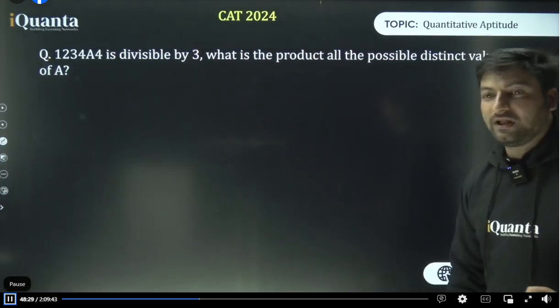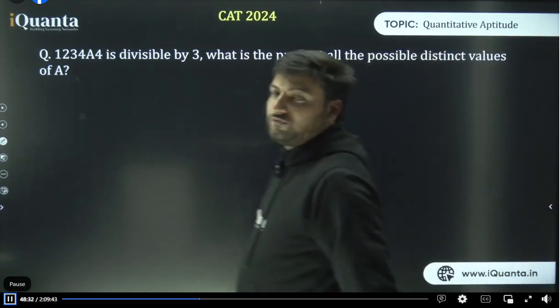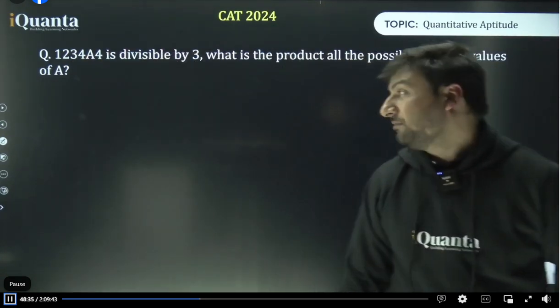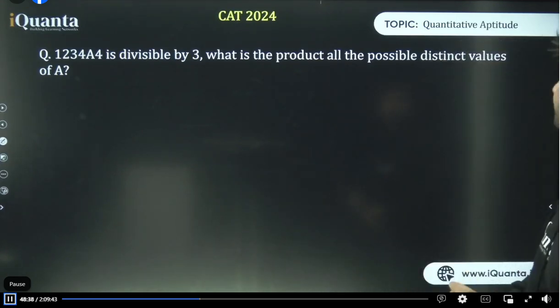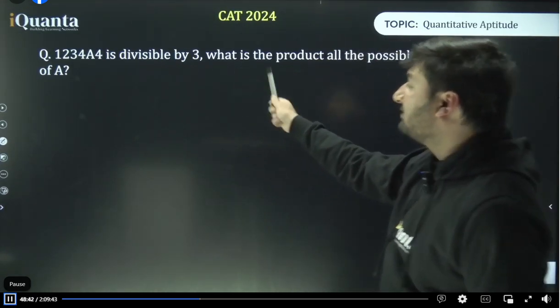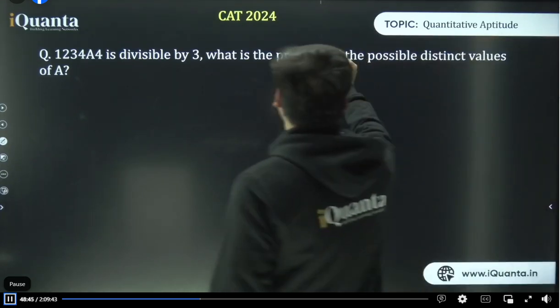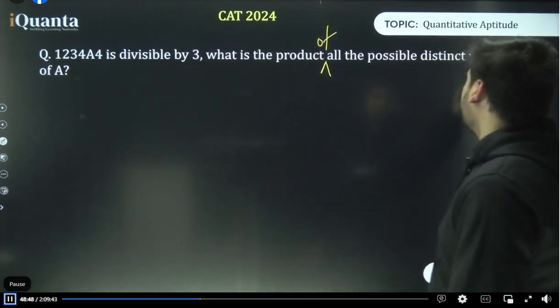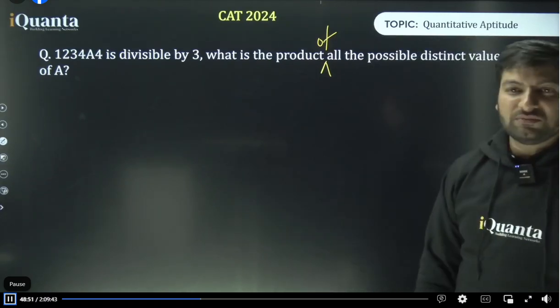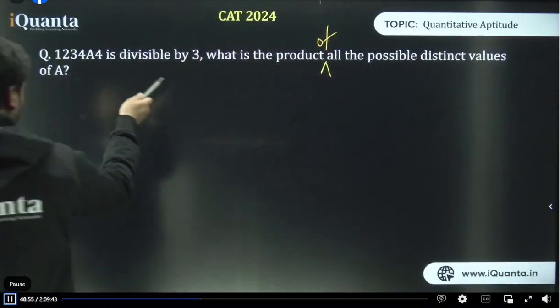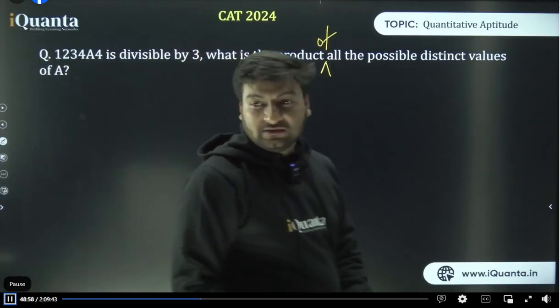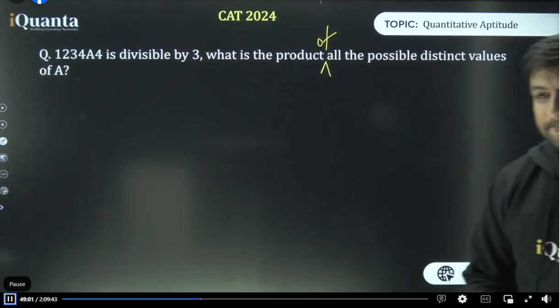You have another question to apply your concepts. Try to do this question. You have 4 to 5 minutes. Okay, let's not waste more time. 1 2 3 4 A 4 is divisible by 3. What is the product of all the possible distinct values of A? Again, A is a single digit number. Mind that. Try to put different values, apply the divisibility rule of 3 and find out the answer.